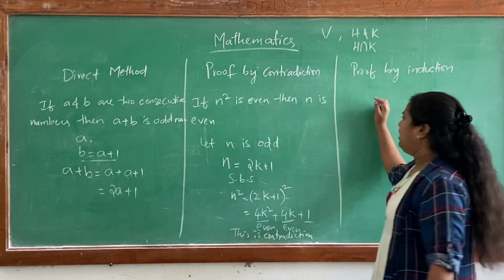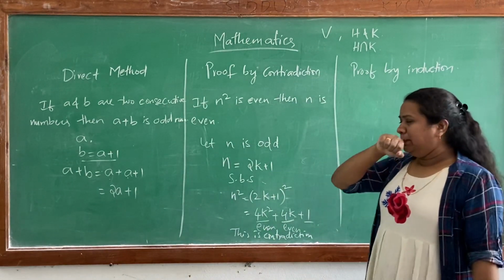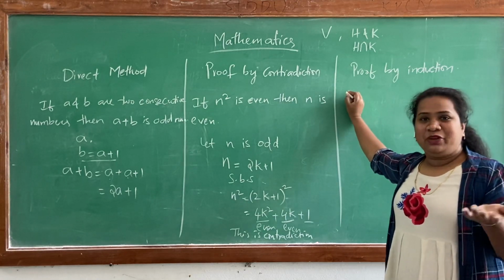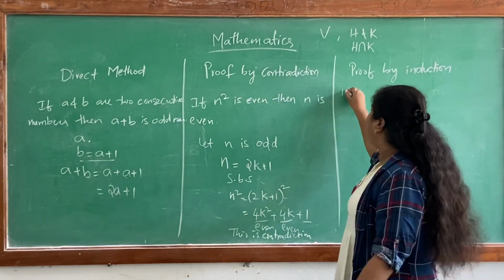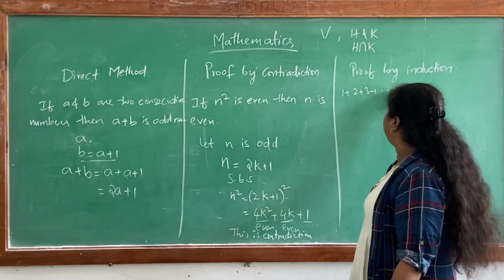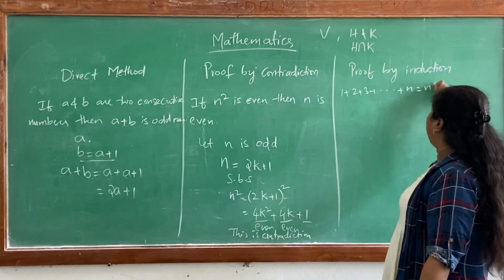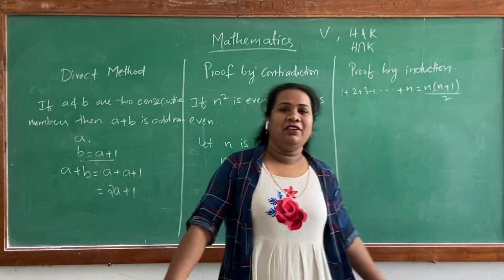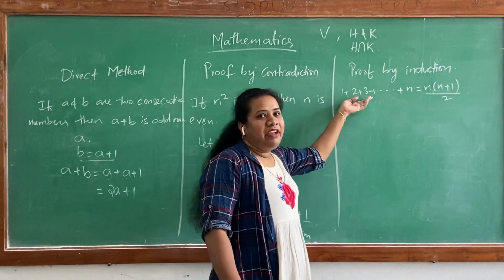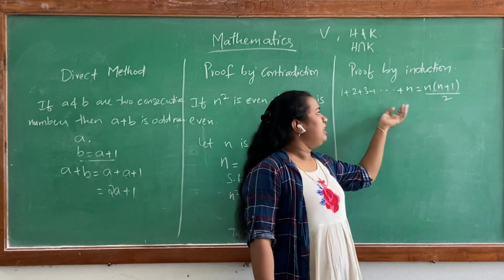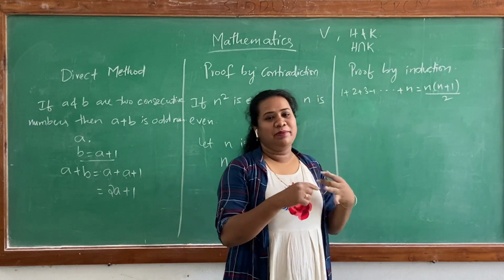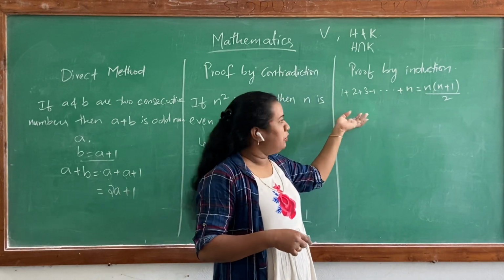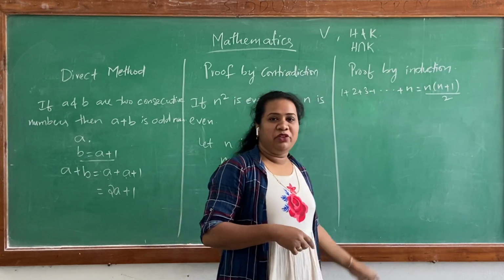So in this, let us consider the example. Sum of the first n integers is n into n plus 1 by 2, right? 1 plus 2 plus 3 plus so on plus n is equal to n into n plus 1 by 2. Now we have to prove this. For the first 3, first 4, first 5, we can easily prove it by adding 1 plus 2 plus 3 and so on. But if we have n number of integers here, we have to prove this thing. We will use this method of induction.